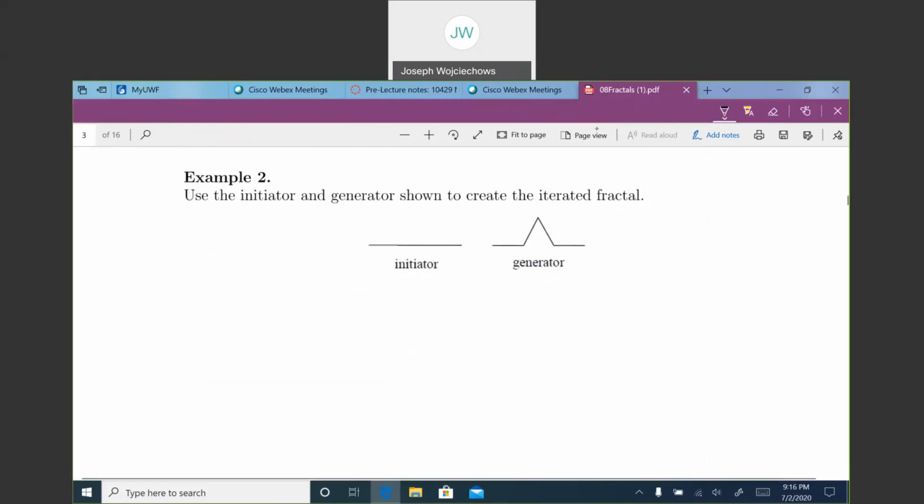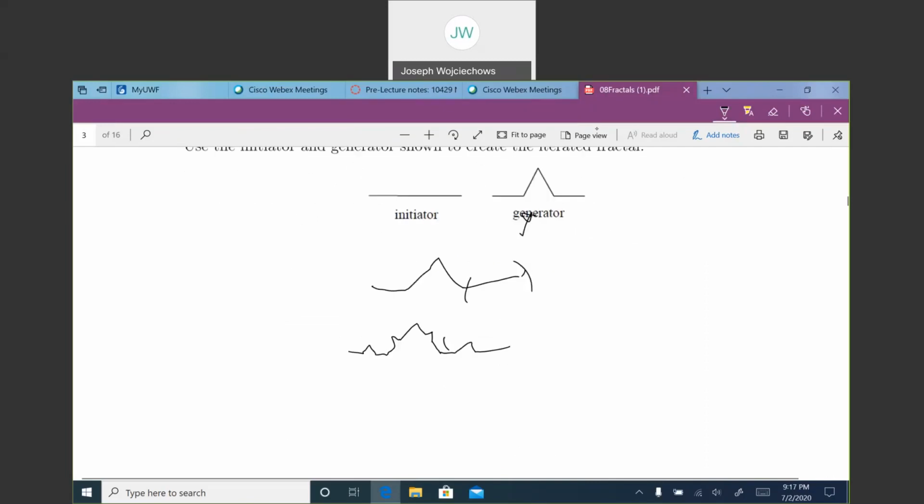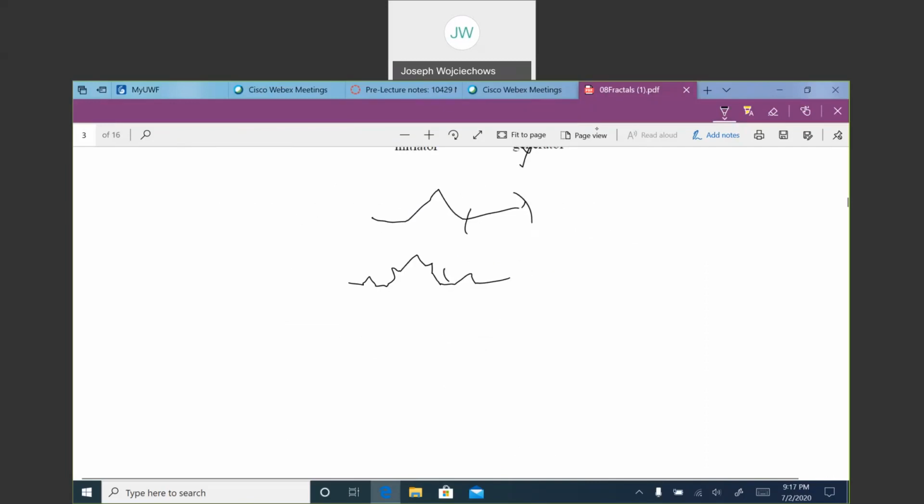Okay, we're going to use the initiator and the generator shown to create the iterated fractal. So we'll start our first generation. It will look like this. And then our next generation would look like this. You can see each of these lines becomes this. And we could go further and further, but it would get a little messy, as it pretty much already is.